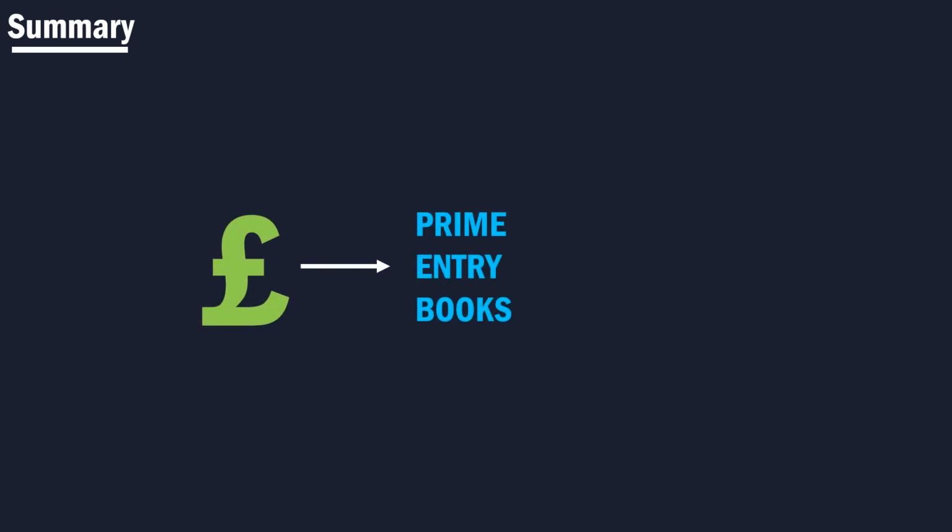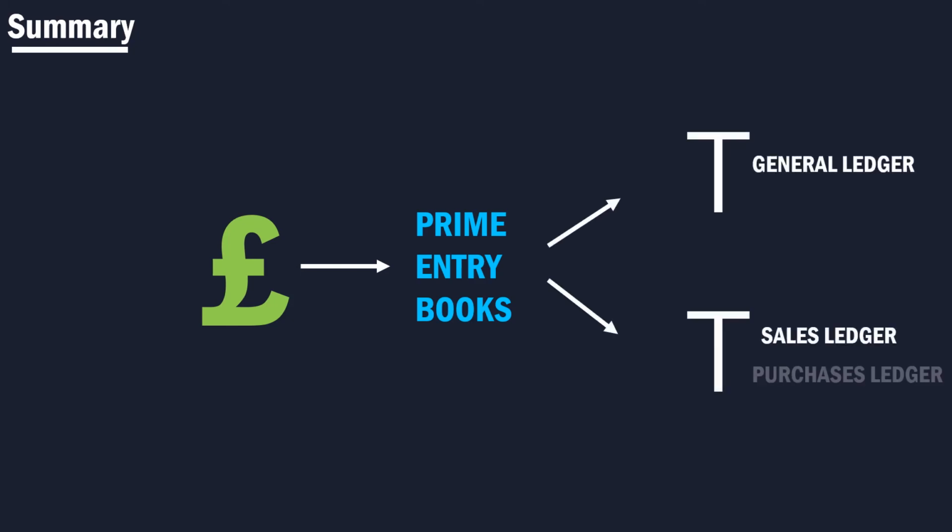Just to summarize, each account will have a summarized total that will get entered in the parliamentary books that will help us understand and categorize whether they will be entered in the general ledger, the sales ledger, or the purchases ledger.